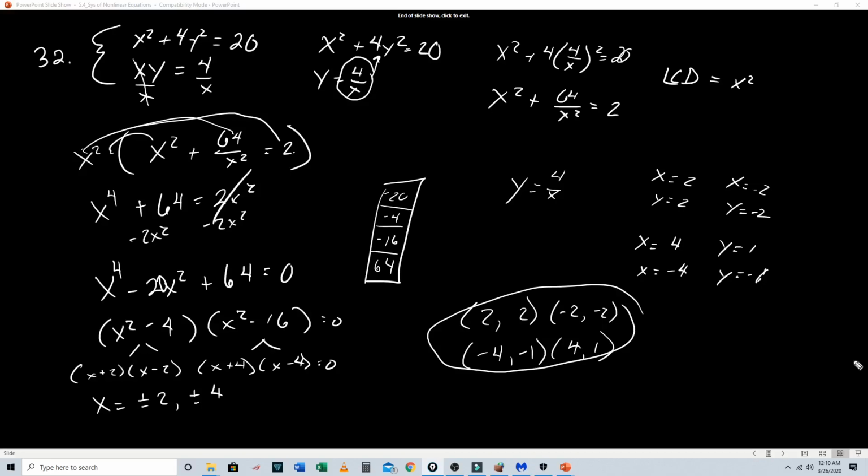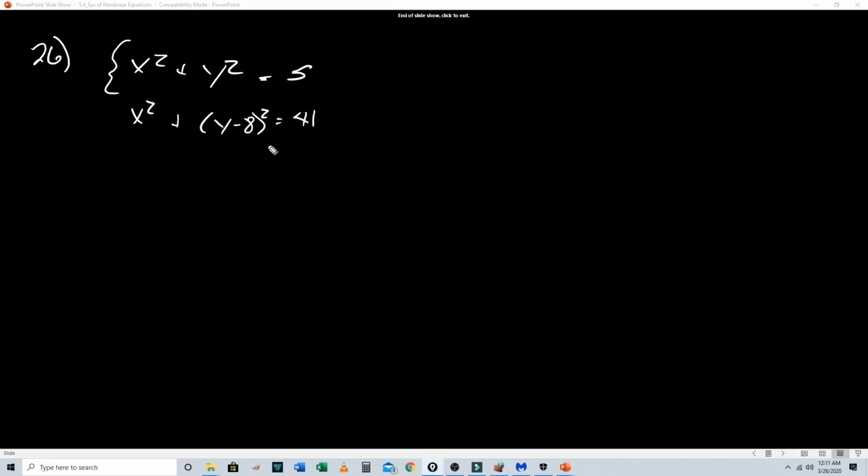Let me do one more. Let me clear this out. Let me do one more, which is number 26. It's very similar to 25. So number 26, we have in this little setup here, x squared plus y squared equals 5. So it's a circle. x squared plus y minus 8 squared equals 41, another circle.